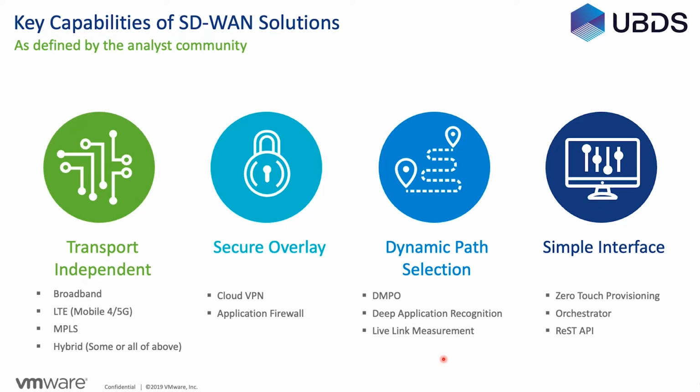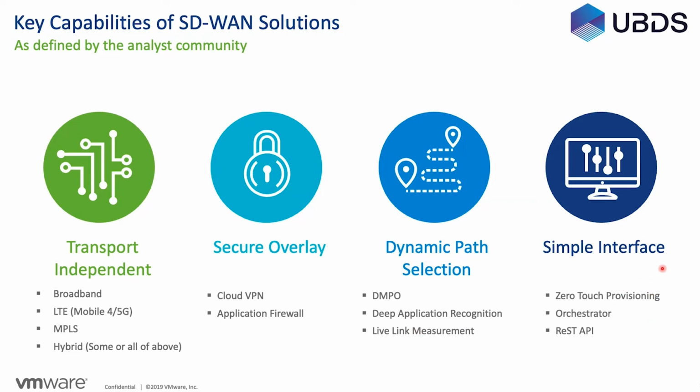So being able to dynamically select which path to take based on live link measurements that are current and up to date. Like it says, they're live, constantly measuring the performance of the network and adjusting the actual flow of the traffic to meet the performance requirements of the applications. And along with that is deep application recognition to support that. And the last thing is a simplified interface.